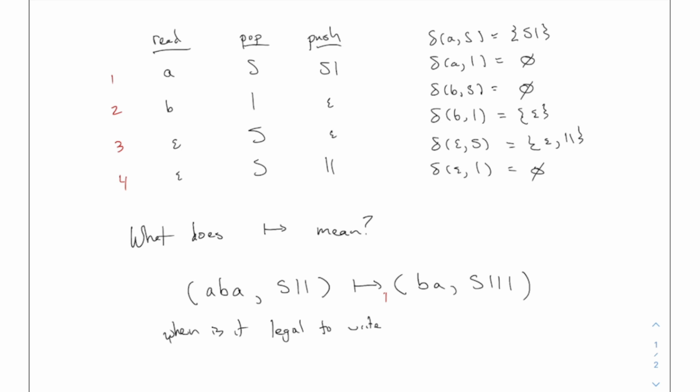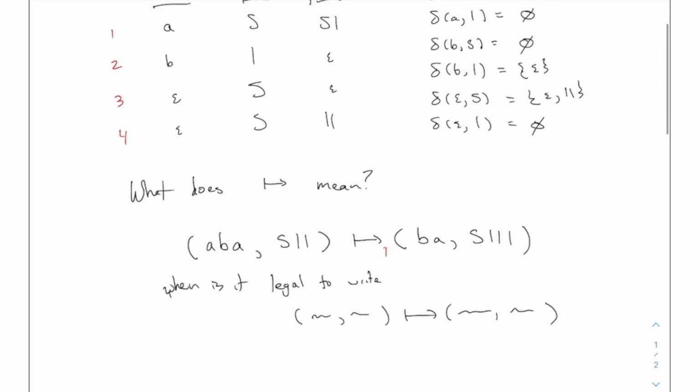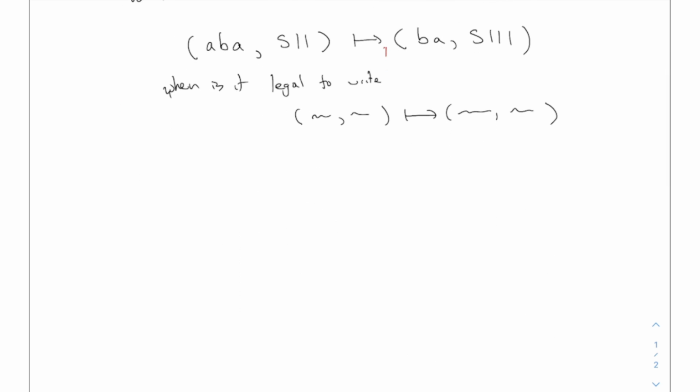When is it legal to write something like AX, comma, I don't know, when is it legal to write something like some stuff, comma, some stuff, and then the arrow, and then some other stuff, in terms of the read, pop, push, which is another way of saying in terms of the delta? When are we actually allowed to do that? All right? And the answer is kind of technical and maybe confusing looking on its surface, but I'm going to try to explain what it means.